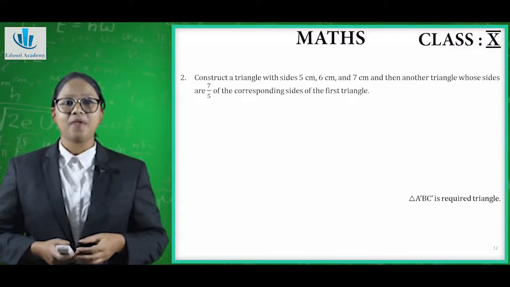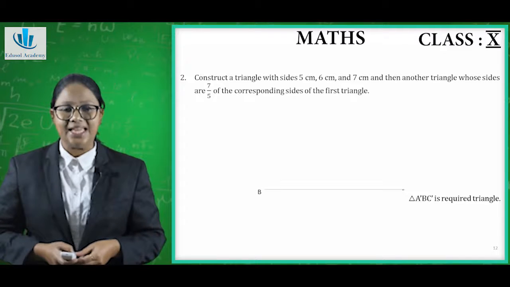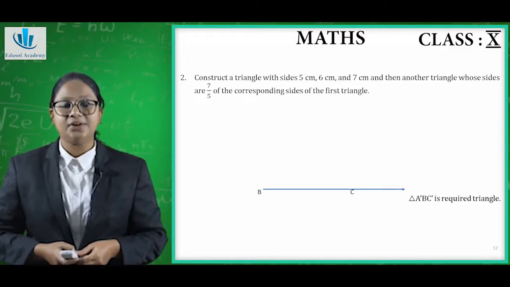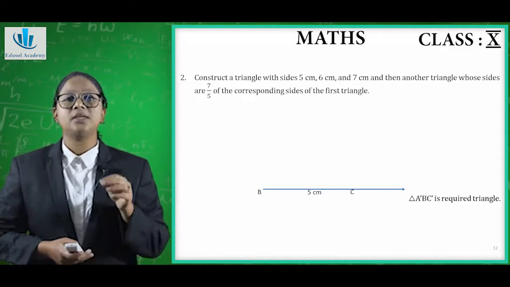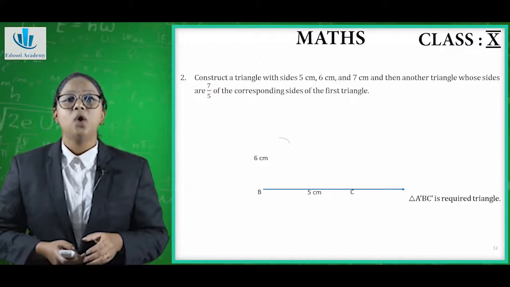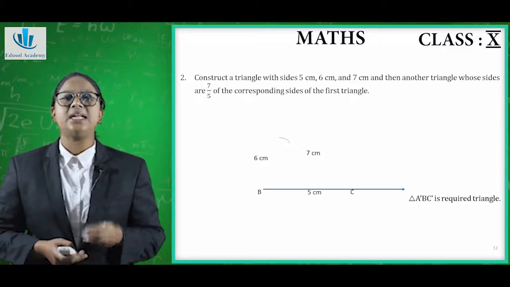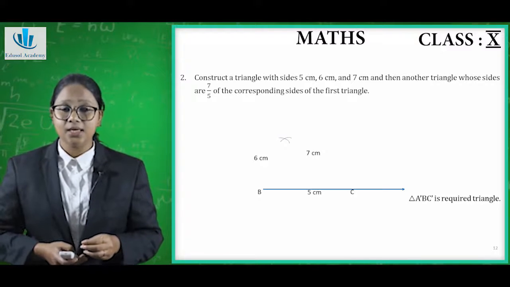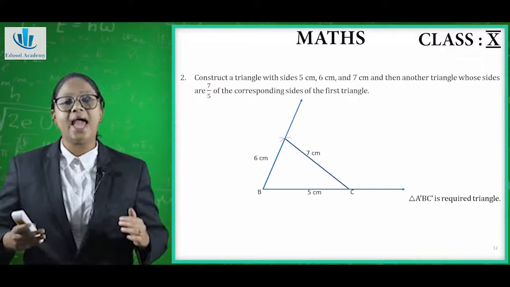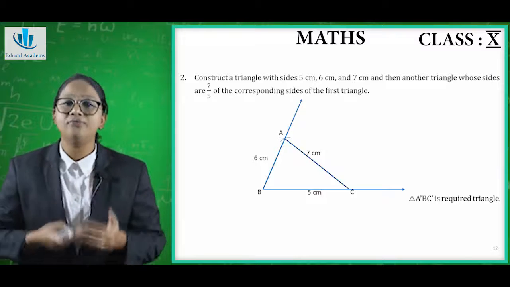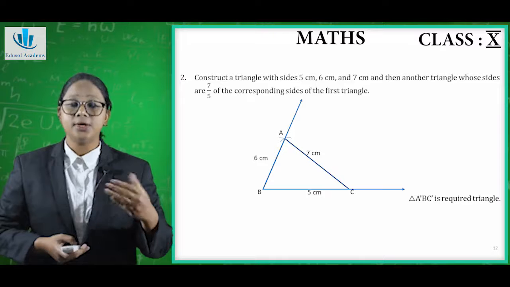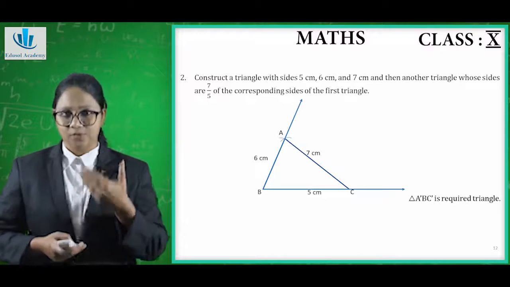So let's begin. Construct BC with length 5 cm. With B as center and 6 cm as radius, draw an arc. With 7 cm as radius and C as center, draw another arc. Mark that point as A and join B and C to A. We got our first triangle ABC. Now we have to draw the other triangle, that is 7 by 5 times the given one.